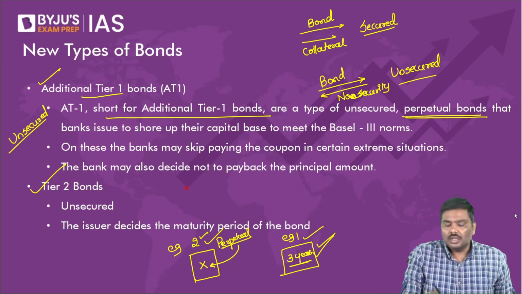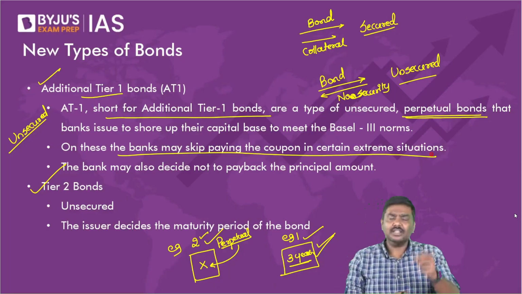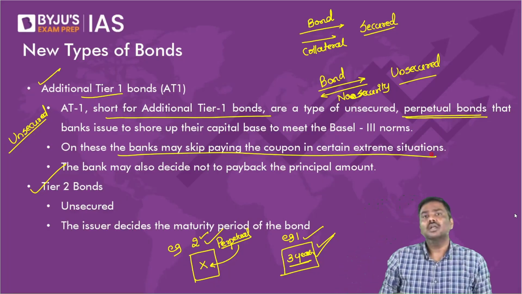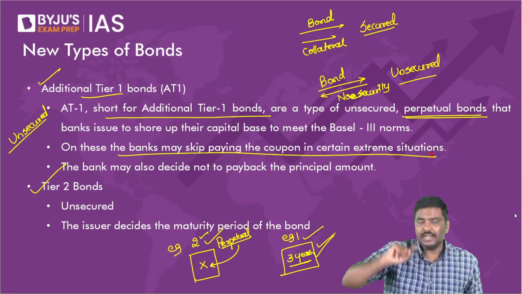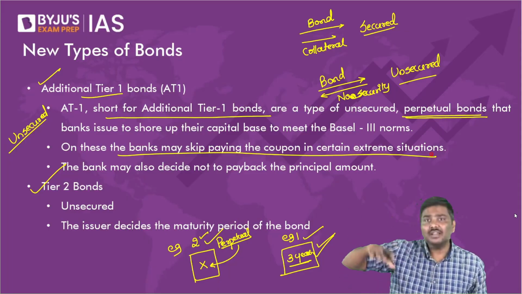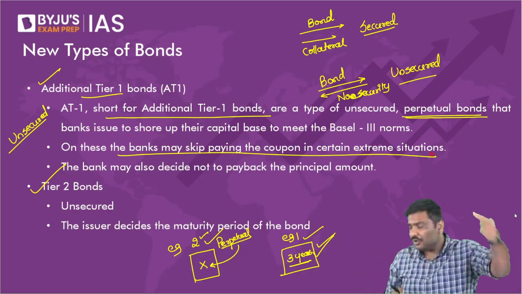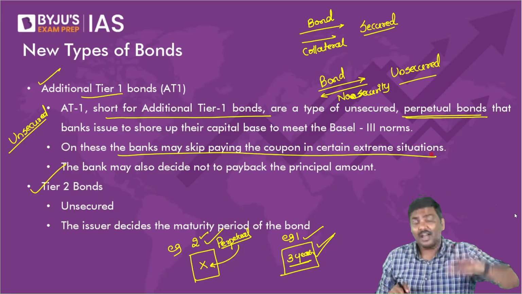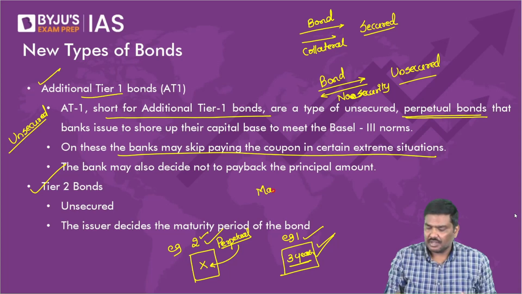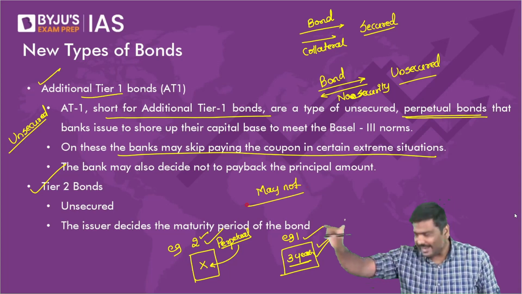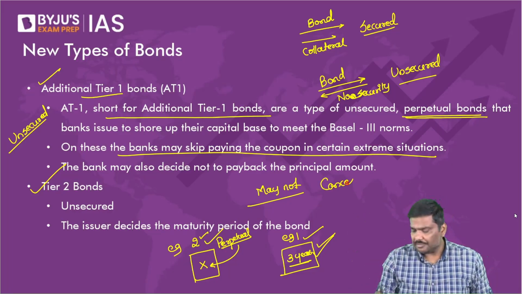Next, whenever the banks are issuing such bonds, the banks will basically say that in the future, if the bank is under financial pressure, the bank may not pay any interest, and the bank might simply cancel the bond as well.